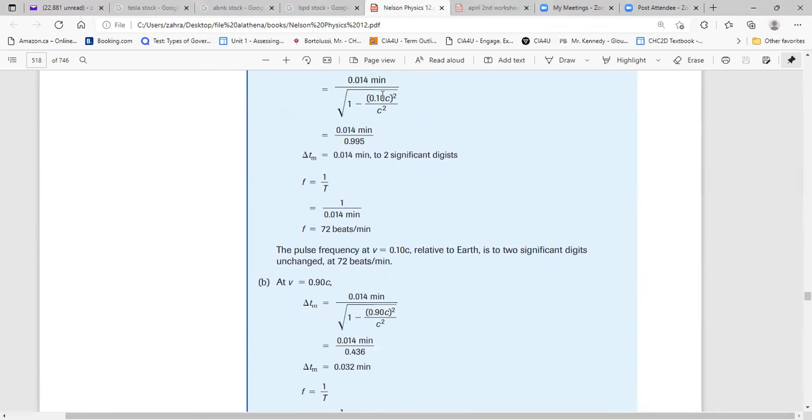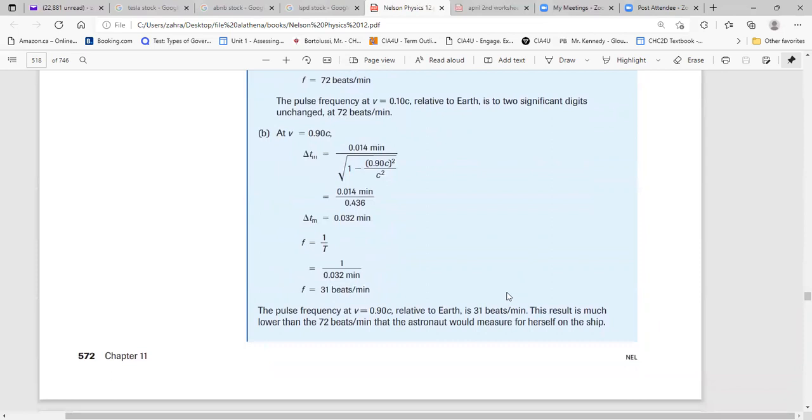0.1c is not a velocity close to the speed of light. When your velocity is very close to the speed of light, you will see the time dilation. It means the time that you observe on Earth will be different from the time the person observes on a spacecraft. Time dilation happens.